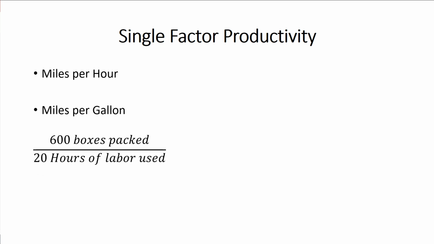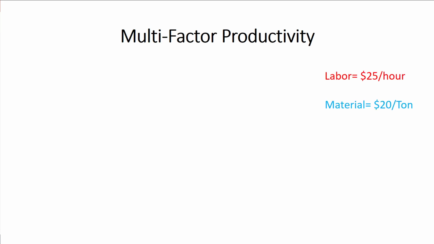So the calculation, very simple. If we have 600 boxes packed, 20 hours of labor used, we get 30 boxes an hour. Usually no one struggles with single factor productivity calculations. Multi-factor productivity. These can get a little trickier, so we have to think about all of our inputs here.